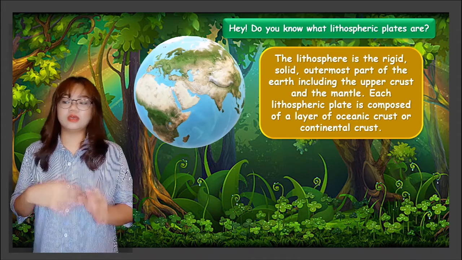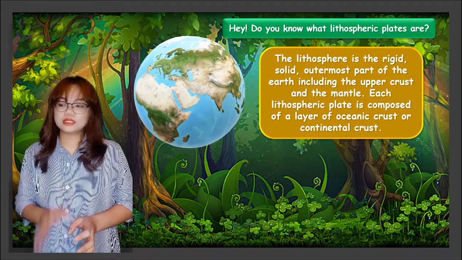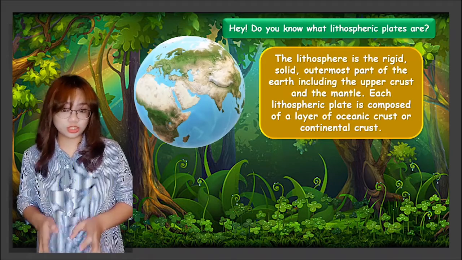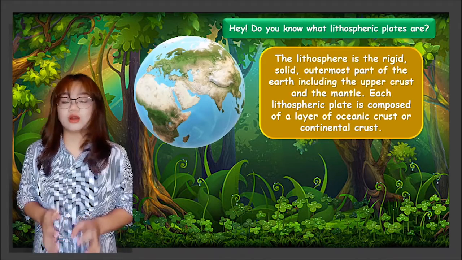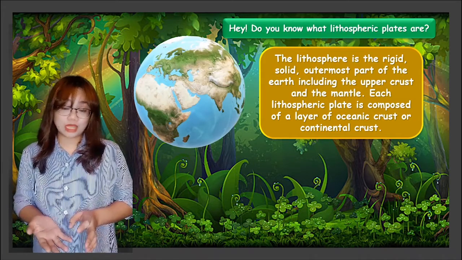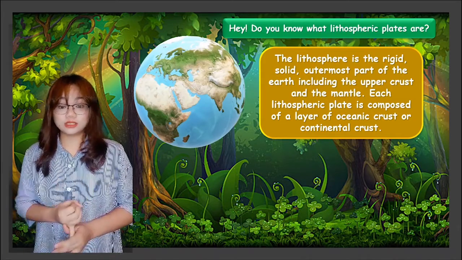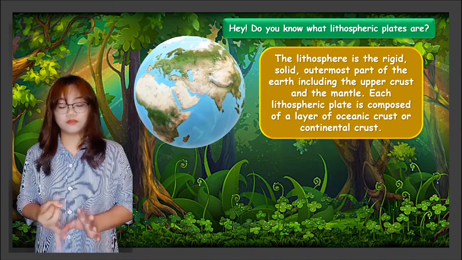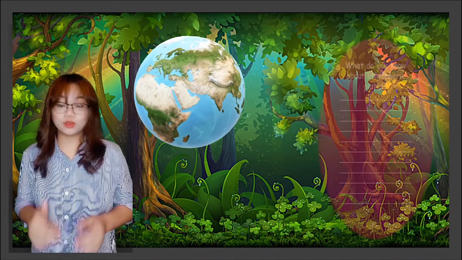Alright? Now, each lithospheric plate is composed of a layer of an oceanic crust or a continental crust. So take note of that. We have 2 types of crust. First one is the continental crust, and then we also have the oceanic crust. Are we good with that?